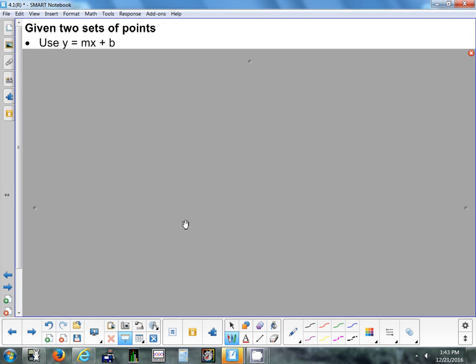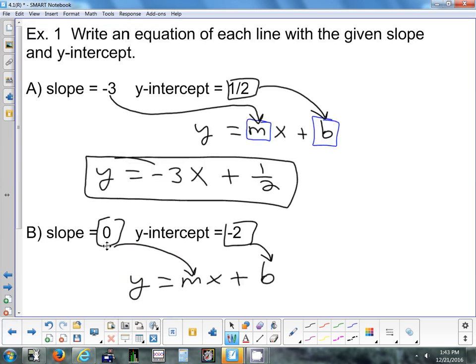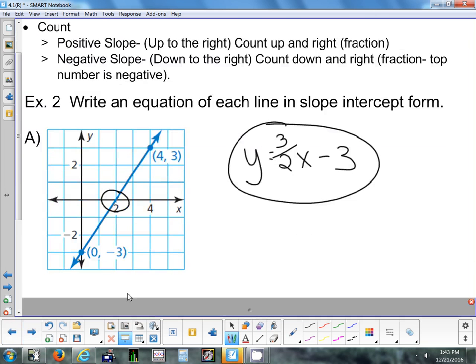next thing we're going to do is, so now we've talked about when it says the slope equals this number and the y-intercept equals this number. Plug them into y = mx + b, set up your equation. Great. We get a little bit more difficult. Now we get a graph. Now we get a count. All right, we have to see where it crosses the y-axis for our y-intercept. Then we have to count rise over run to get our slope.